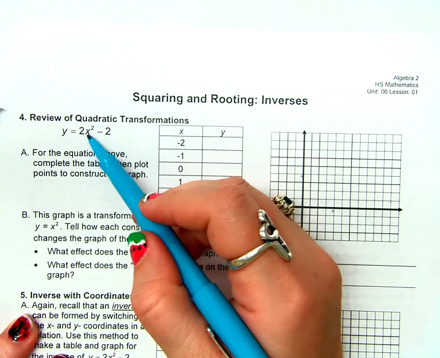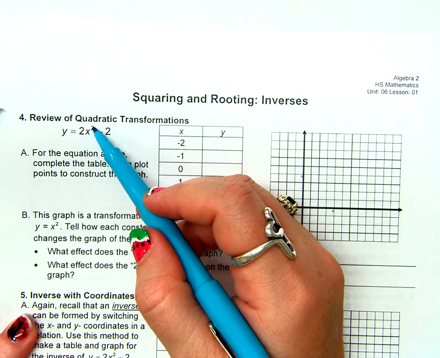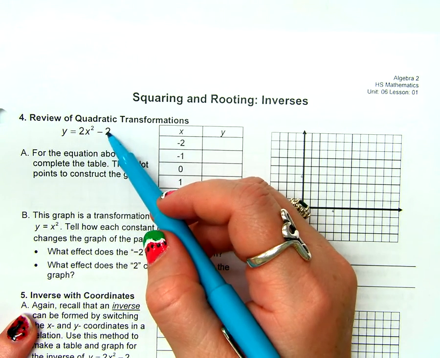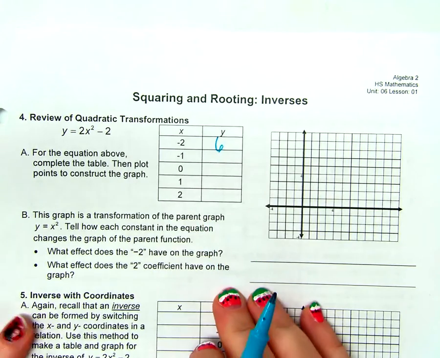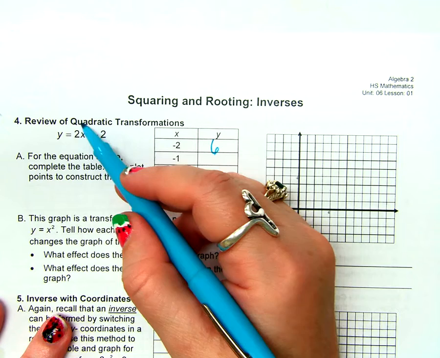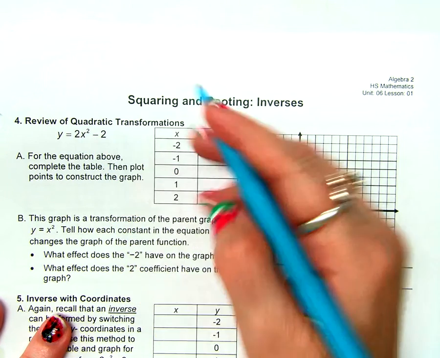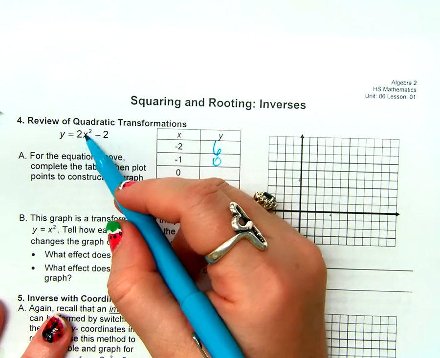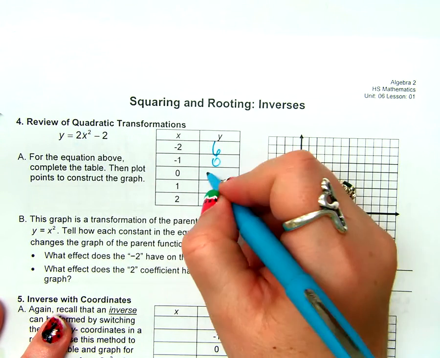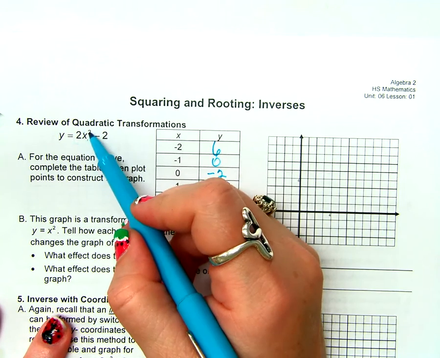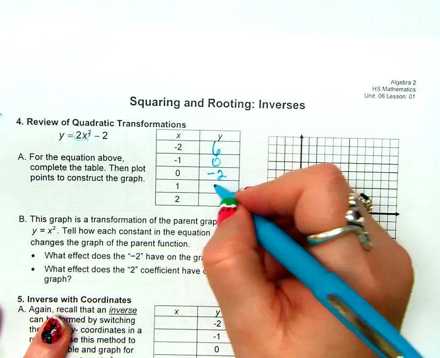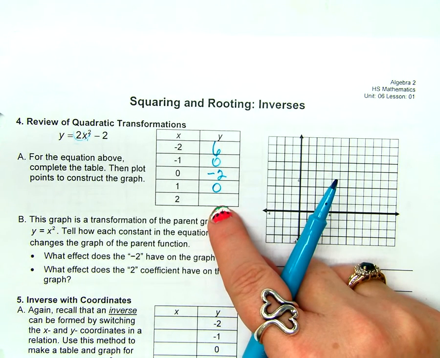What's negative 2 squared? 4. 4 times 2, 8, minus 2. Oh my gosh, we are too smart for it. What is negative 1 squared? 1 times 2 minus 2. 0. 0 squared, 0 times 2, 0 minus 2. Negative 2. 1 squared, 1 times 2, 2 minus 2, 0. Can anybody predict what's going to be in that box?